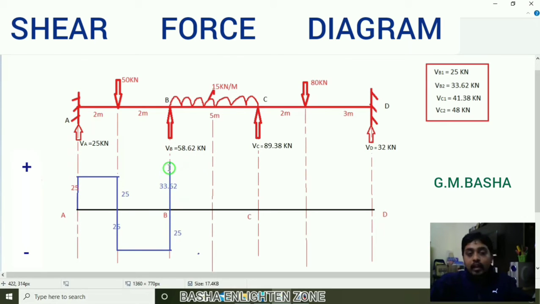And again friends, what I am showing means, if there will be a UDL acting on this particular span.